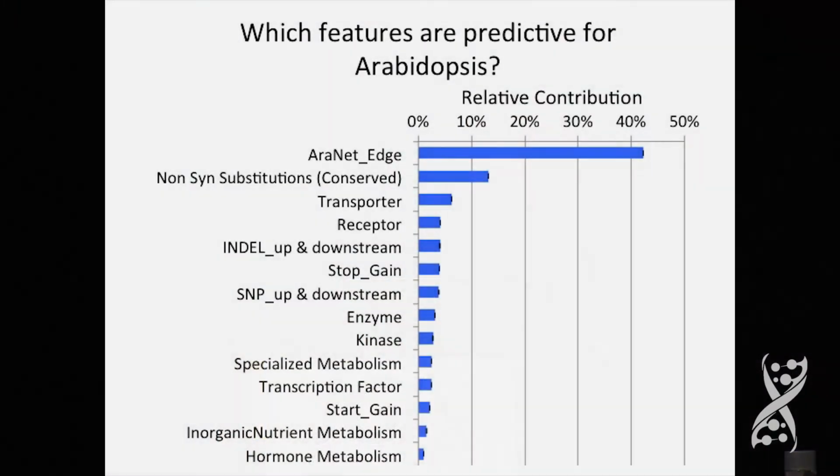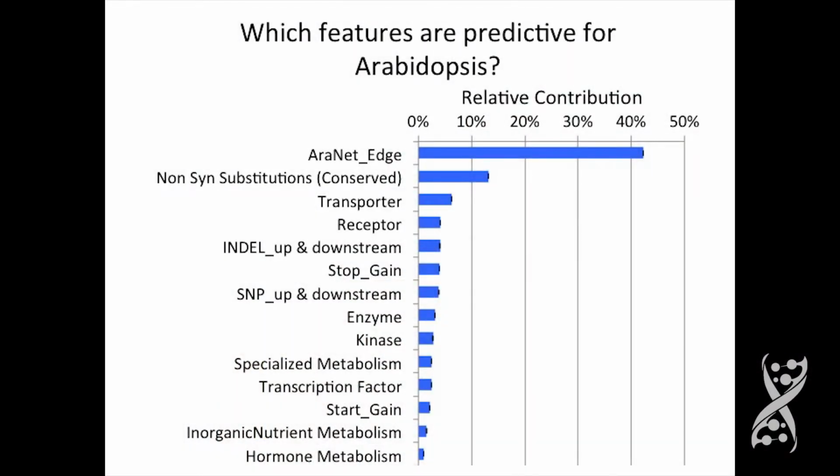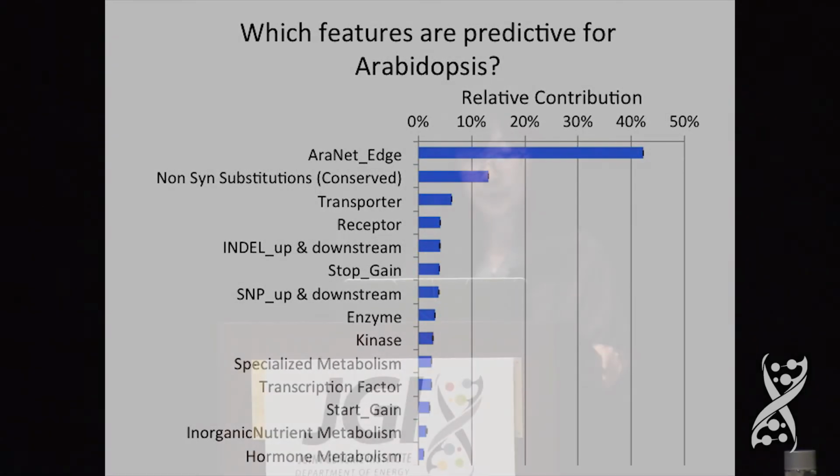But when we thought about it a little more, it made sense, because these are polymorphisms that are responsible for phenotypic variation in natural populations. And so more drastic mutations such as gaining stop codons might actually not be selected for. The rest of the features were sort of equivalent in their ability to predict, and they ranged between different types of functions like transporters and receptors, and different types of polymorphisms, like insertions and deletions upstream and downstream of the genes that may indicate changes in expression patterns.